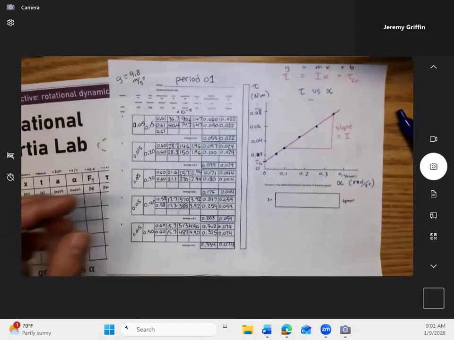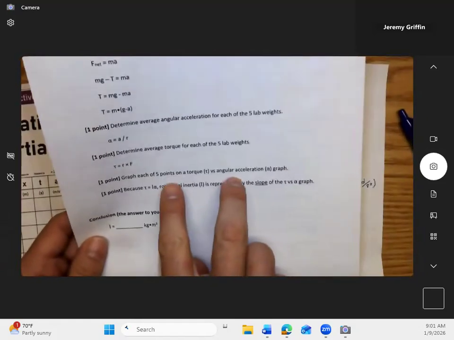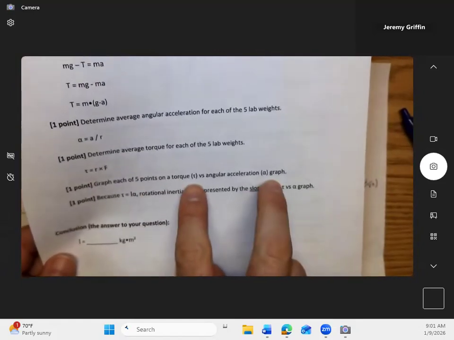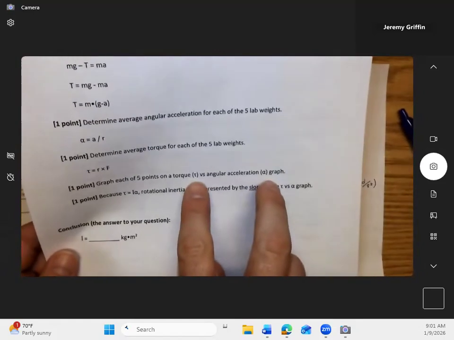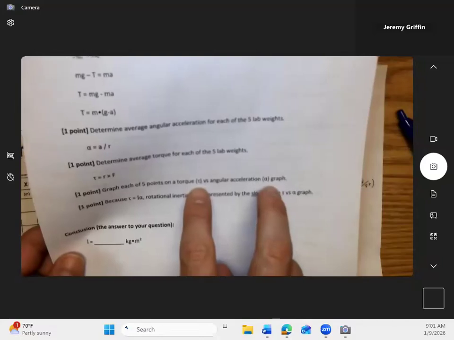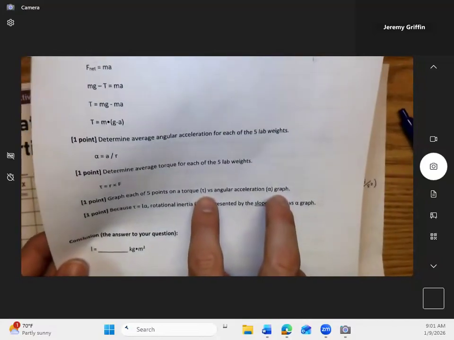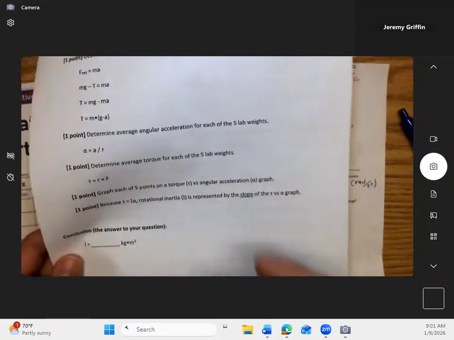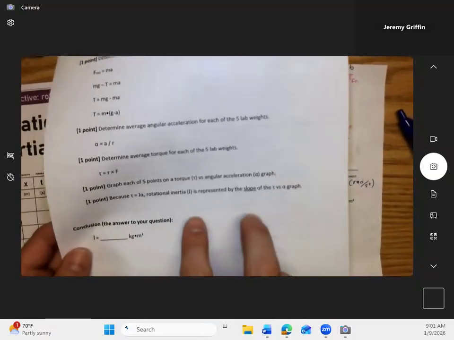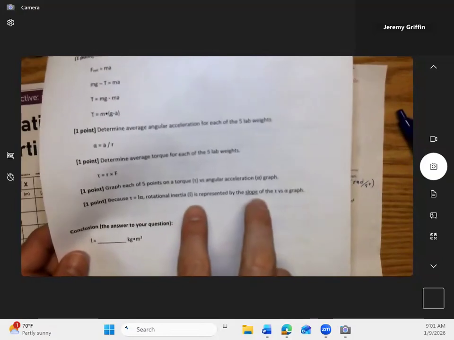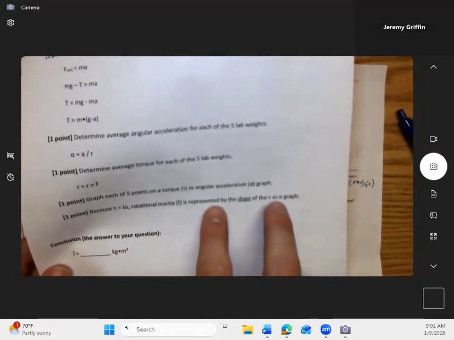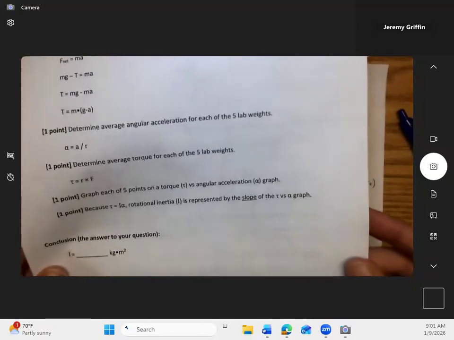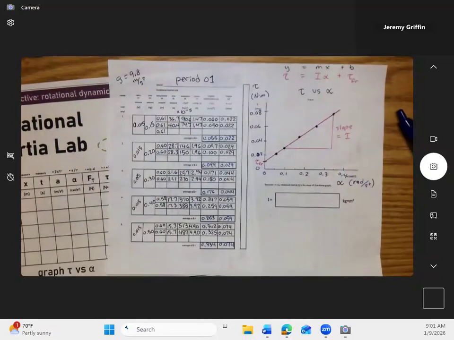Actually, if you look at the analysis, that's what this mentions too. Right, so the last couple points on the analysis section: graph the 5 points on a torque versus angular acceleration graph. Okay? AP might want you to come up with this completely from scratch. They may give you just a blank set of axes and ask what variable you are going to put on which axis. They can give you this exact lab question. And then you say that rotational inertia is represented by the slope of that graph. That would be exactly what AP was looking for. So let's get that.